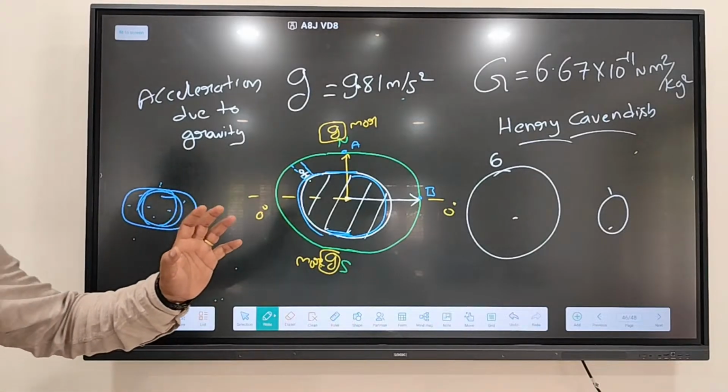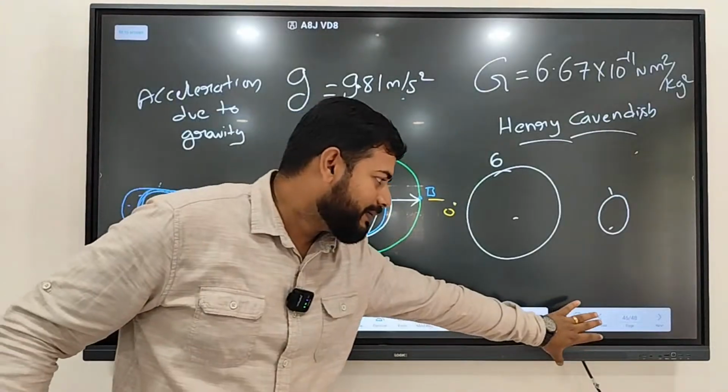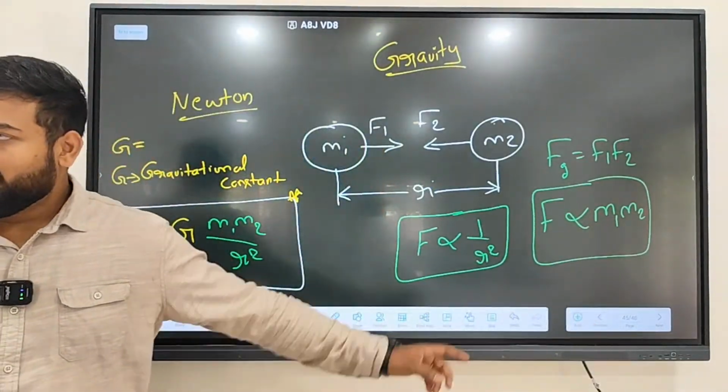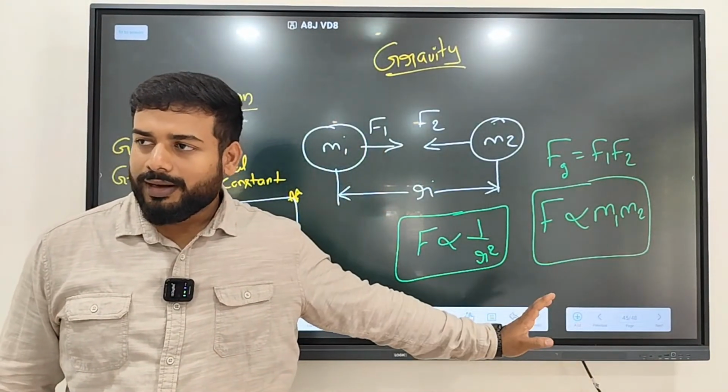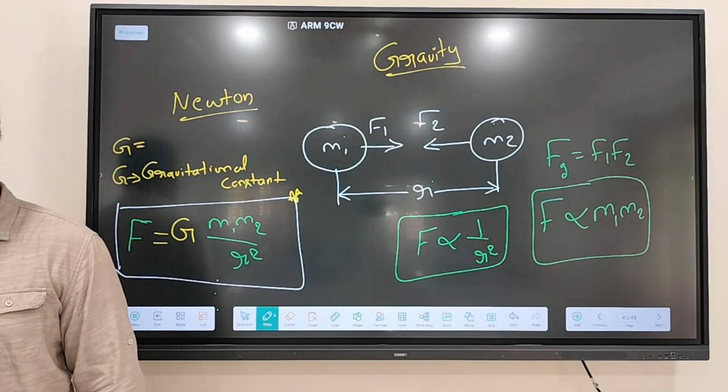For us to answer this topic, the basic concept which we need to know is this thing, right? Mass is directly proportional to the gravitational force, distance is inversely proportional to the gravitational force. That is the thing.